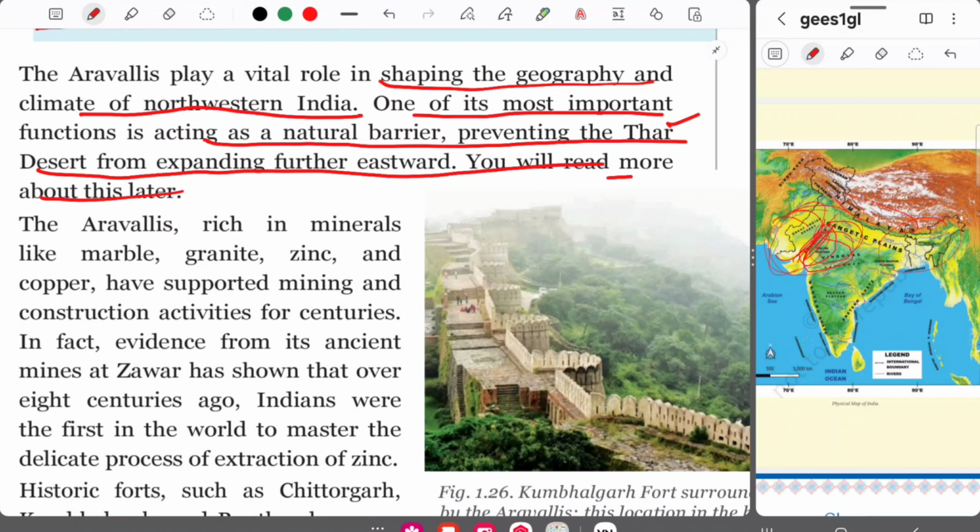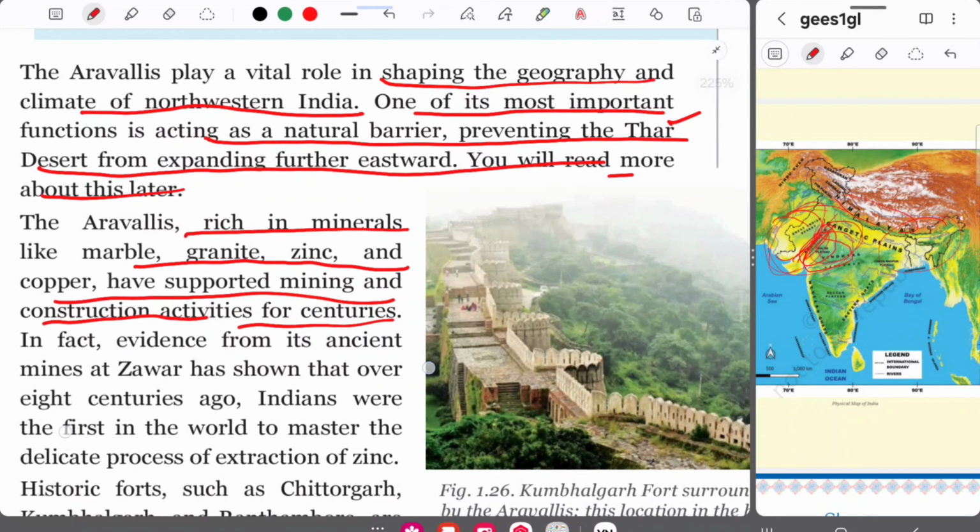So this is how this geographical diversity is helping in shaping our climatic condition and geographical features of India. The Aravallis, rich in minerals like marble, granite, zinc and copper, have supported mining and construction activities for centuries, meaning for many years. One century is equal to how many years? One century is equal to 100 years.